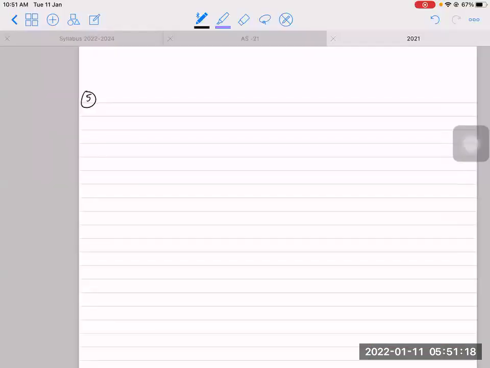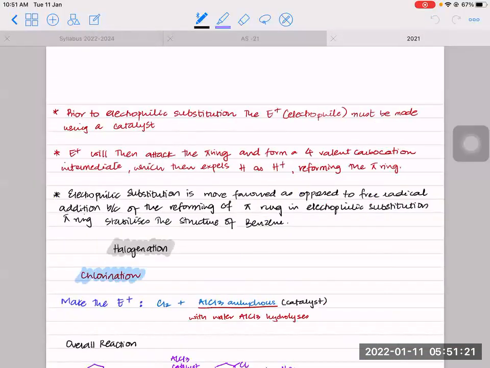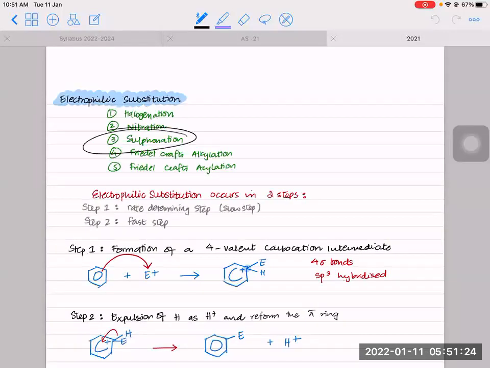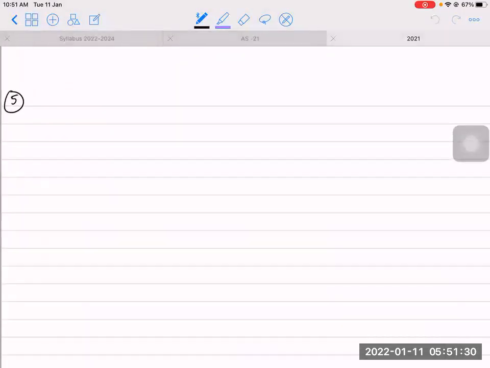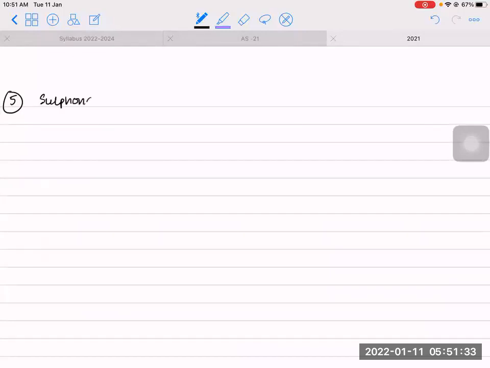So let's see the last one. So we've done Friedel-Crafts reaction, we've done nitration, halogenation. Now let's see sulfonation. The reagent here for sulfonation is SO3, sulfur trioxide, and H2SO4. If you remember from O levels, this was oleum, H2S2O7, oleum. The electrophile that you get from this is SO3.